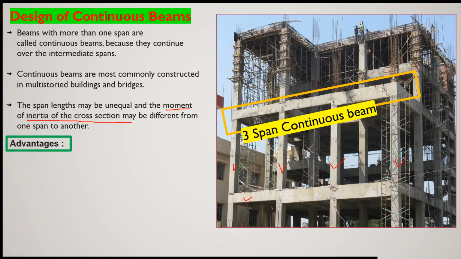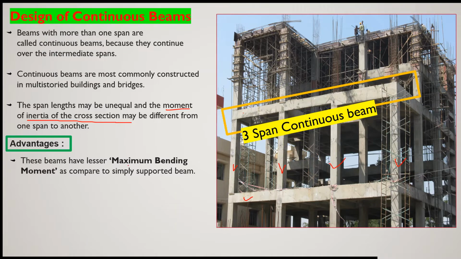Now what are the basic advantages of designing a continuous beam? We can design these 3-span beams individually, that means as single spans, but why are we going to design this as a single continuous beam in a single go? So let us try to understand a few advantages. These beams have a lesser value of maximum bending moment as compared to a simply supported beam. If you analyze these beams as a continuous beam, then the maximum bending moment value you get from the bending moment diagram will be lesser than if you analyze these beams as individual simply supported beams.